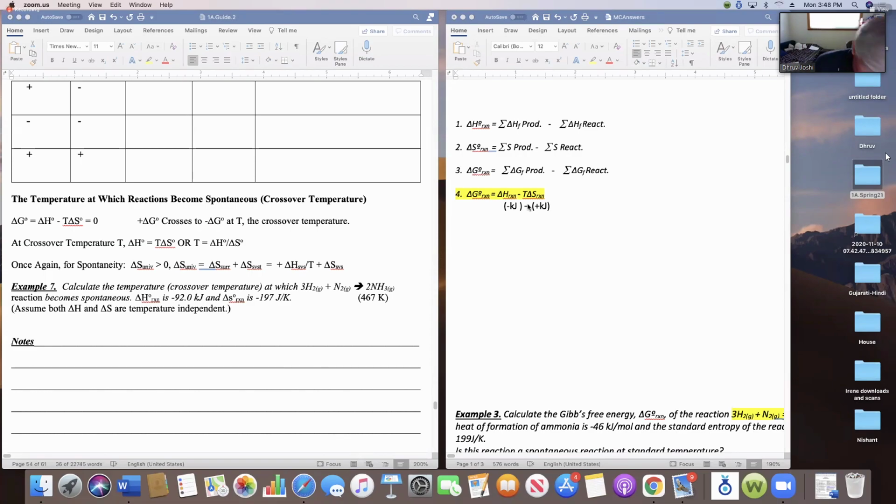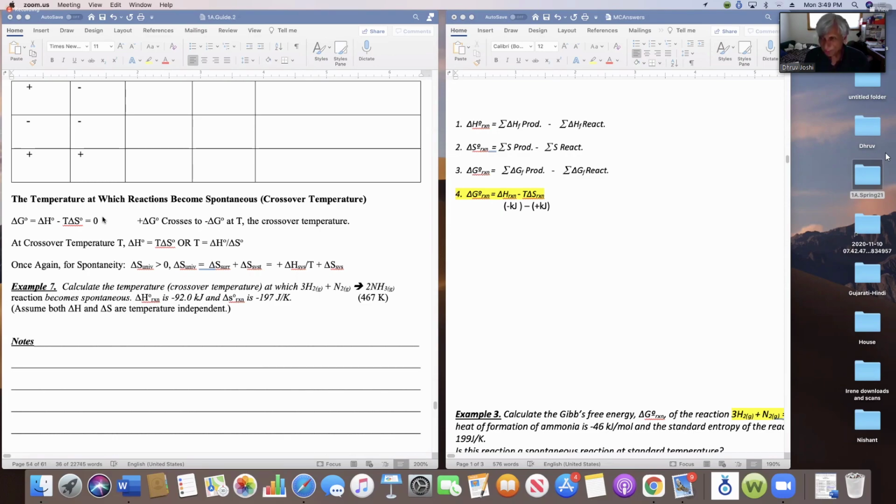That temperature is called the crossover temperature, meaning crossing over from non-spontaneity to spontaneity, crossing over from positive delta G to negative delta G. At crossover temperature, delta G equals 0. Crossover temperature happens when the reaction becomes spontaneous.